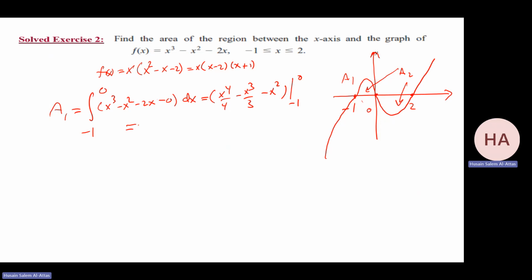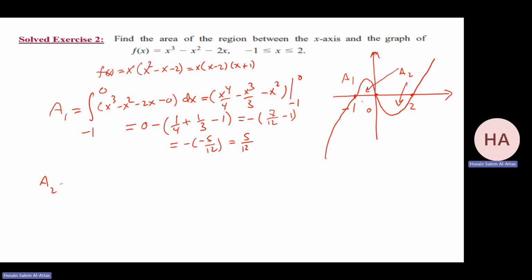We do the calculation. That gives me 0 minus 1 over 4, minus minus, that will be plus 1 over 3, minus 1. That is 7 over 12 minus 1. That will be minus 5 over 12. So the answer is 5 over 12.